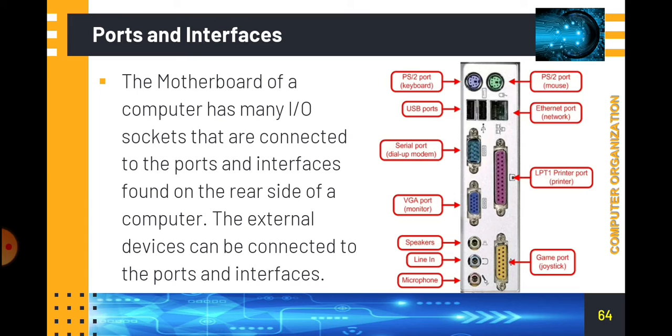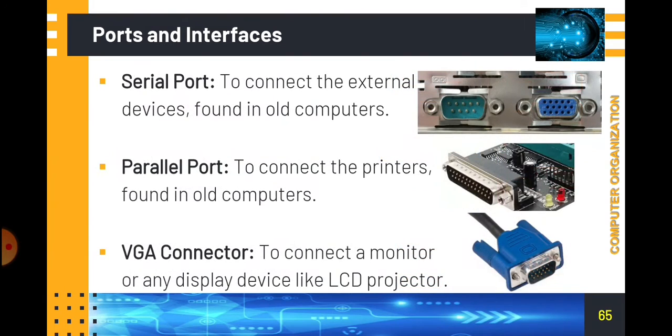So there are several IO, what is the expansion of IO? Input and output sockets. There are several input and output ports available. You can interface hardware devices through these ports. The external devices can be connected to the ports and interfaces. What is meant by external devices? The keyboard, mouse, and monitor are all connected through these ports only.